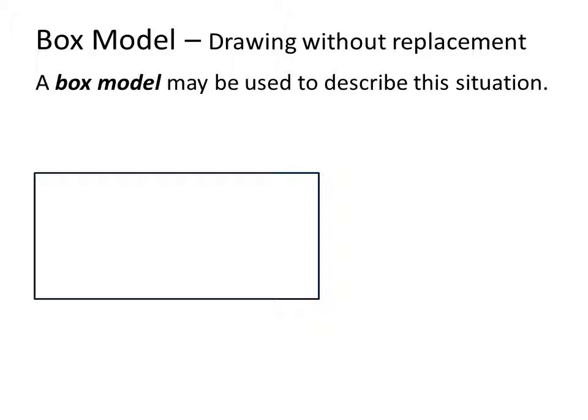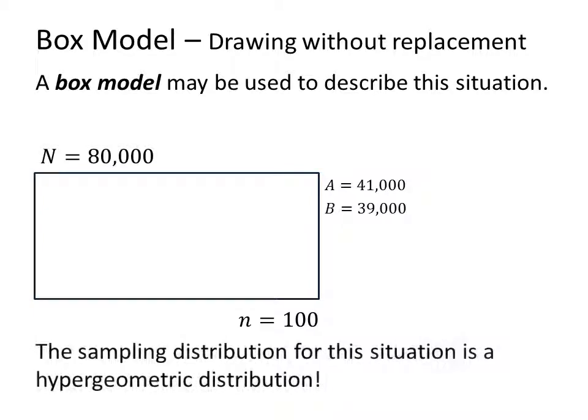We can think about this situation using what we call a box model. In other words, we know that our population is 80,000. We know that for candidate A there were 41,000 and candidate B there were 39,000. And we know that we're going to have a sample of 100. Imagining them as simply individuals in this box, it's kind of like a big sock drawer, a really big sock drawer, considering there's 80,000 people. But answering this question is simply finding the hypergeometric distribution for this situation.